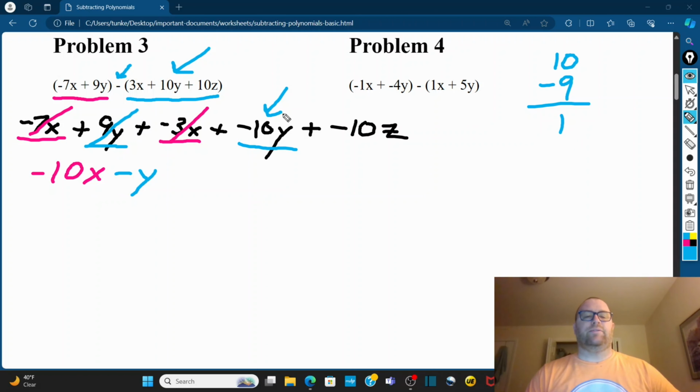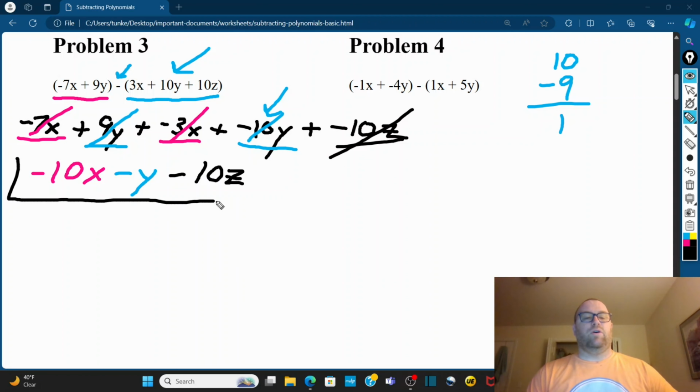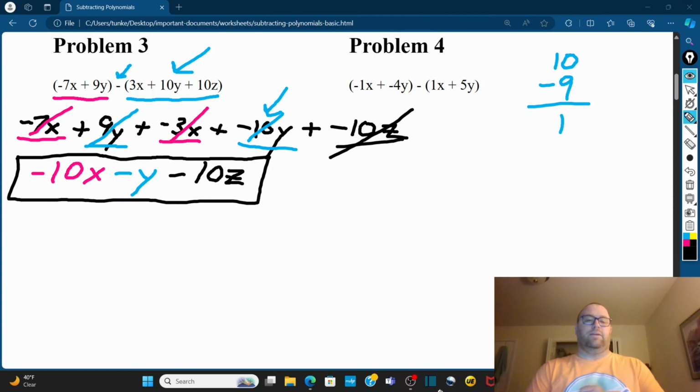Okay, I'm done with the y's. Cancel those off. And then finally, I have this negative 10z. Then I'm just going to write as minus 10z here. And I'm going to cross that one off. I crossed everything off now, so I know that this is the solution to problem 3. Hopefully you've gotten that at this point. If not, just go back and try the problem again.